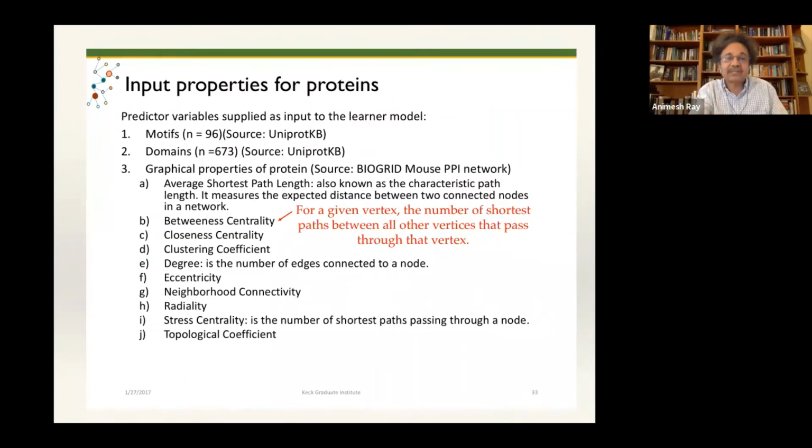And I'm going to skip that and talk about these. So motifs, structural features from UniProt; domains, which are combinations of motifs that fold together and are found discretely within the proteome of various organisms. So domains are bigger than motifs. And then graphical properties of the proteins, for example, average shortest path length, betweenness centrality, closeness centrality, clustering coefficient, degree, eccentricity, all of these. We don't know which one is going to work, so we took all of these.